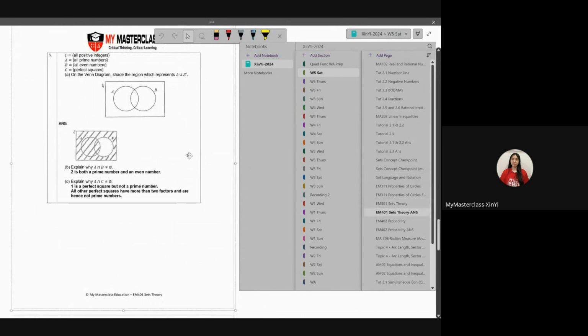Then all your other perfect squares will have other factors other than itself, so they are not prime. All the perfect squares will have other factors other than itself, so it is not prime. Okay, so therefore there are no common elements.